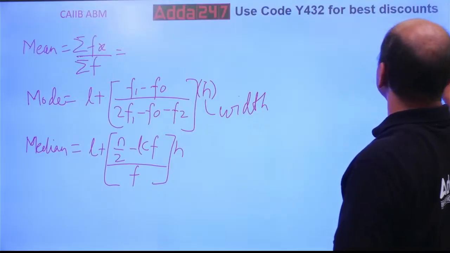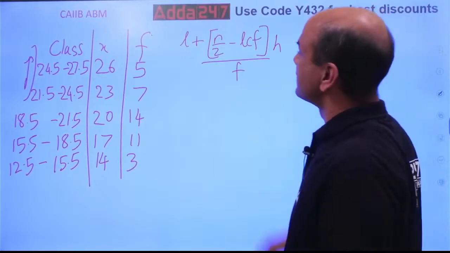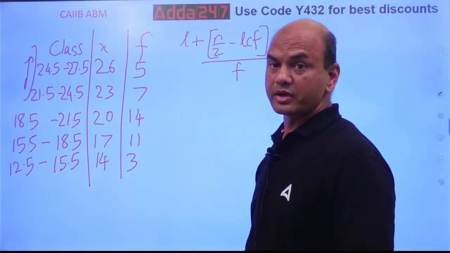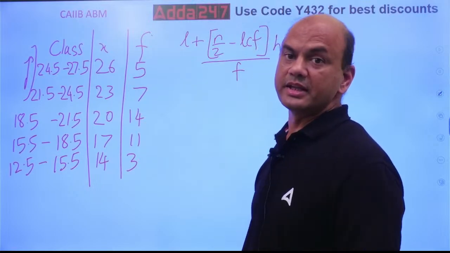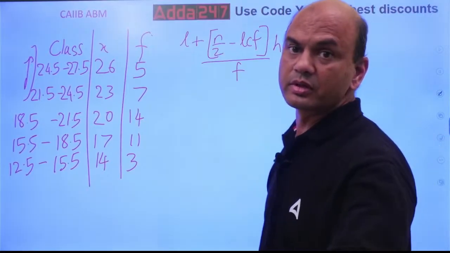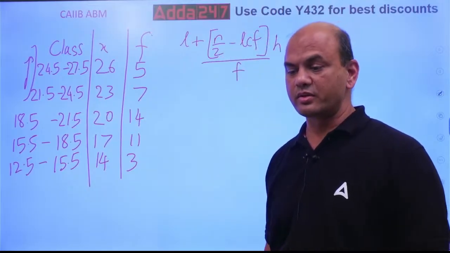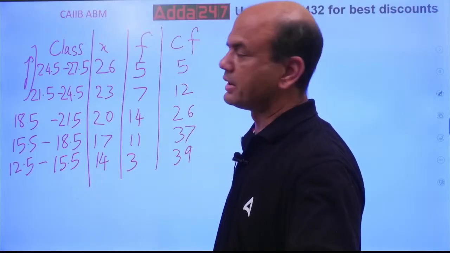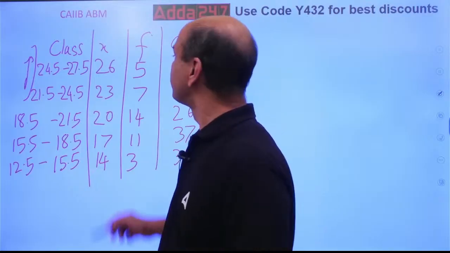Okay, so use the same. Now, which one will you take? What do you require? What is this L? L is a lower limit, but of what? Which lower limit will you take? Who can answer me? Think over it. For that, what you require is the cumulative frequency.